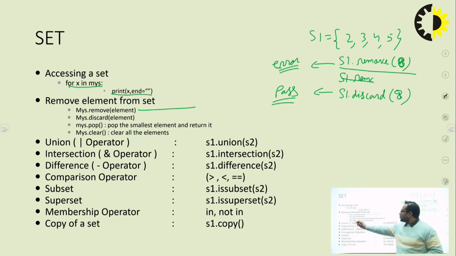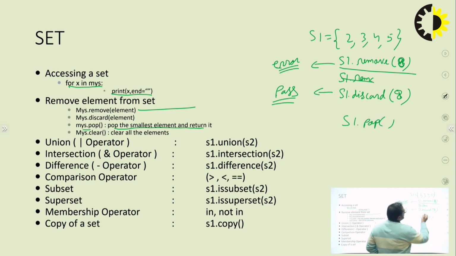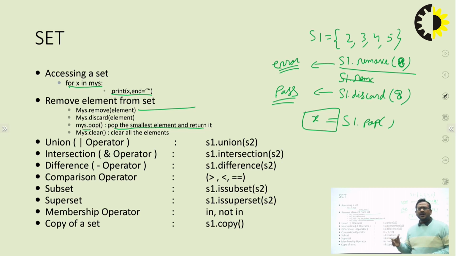Next is pop. So pop removes the smallest element and returns it, right? So the pop function in the set, if there is a small element in the particular set, just removes it and returns it. If you want to store it, you can use a variable. Suppose I am going to delete here s1.pop. So the pop function basically removes 2 because 2 is the smallest element in the set. If you don't want to store it, this is optional, the value just goes to the garbage collector. The garbage collector can collect the values and flush them after some time.